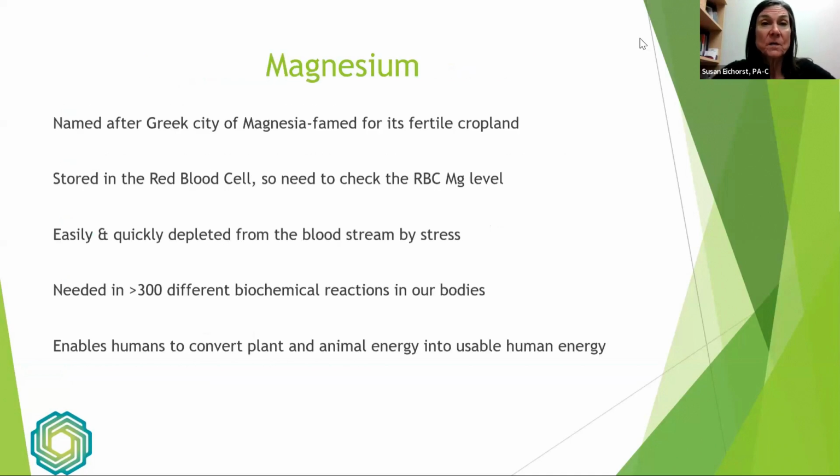Magnesium, just to hone in on that, named after a city in Greece for its fertile cropland. Shows how important this is. It's stored in the red blood cell. And we really need to check your magnesium RBC level, not your serum level. Easily and quickly depleted from the bloodstream by stress. That's why we need to replace it. Used for over 300 chemical reactions. I think that's under-recognized, really underplayed. And it actually enables humans to convert plants and animal energy into our usable energy.